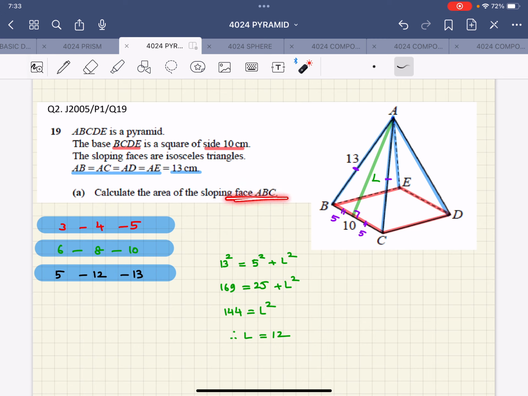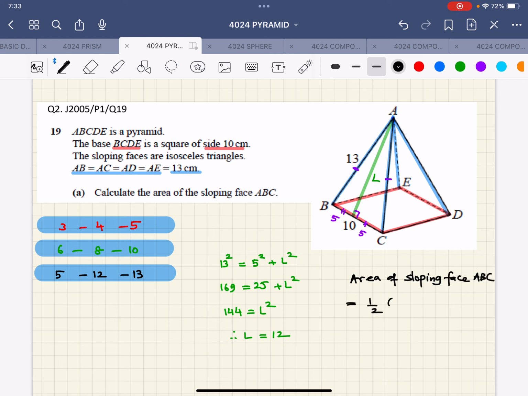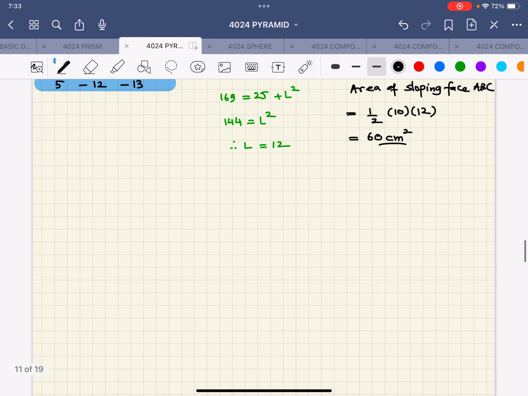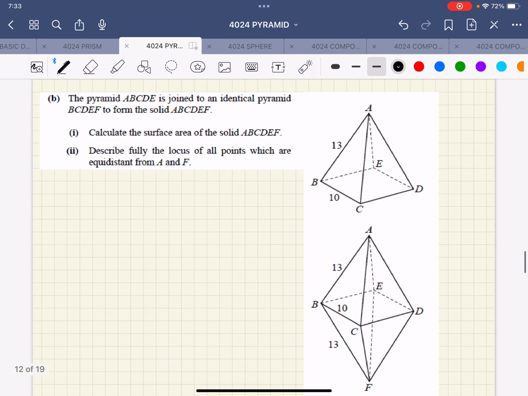So area of the sloping face ABC. So this is A, this is B, this is C. The base is 10 and the height is 12. You cannot use 13. So therefore, area of sloping face ABC is half into 10 into 12, that comes out to be 60 centimeter square. What else are they asking? Now what are they doing?